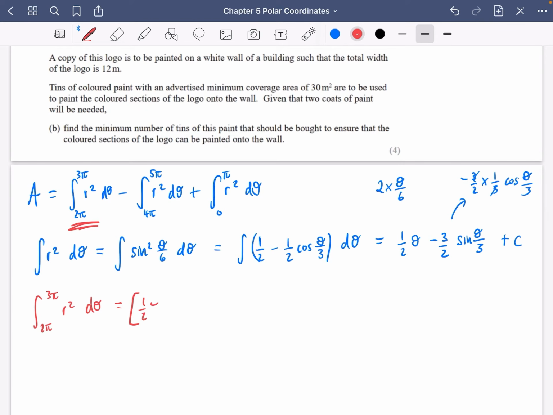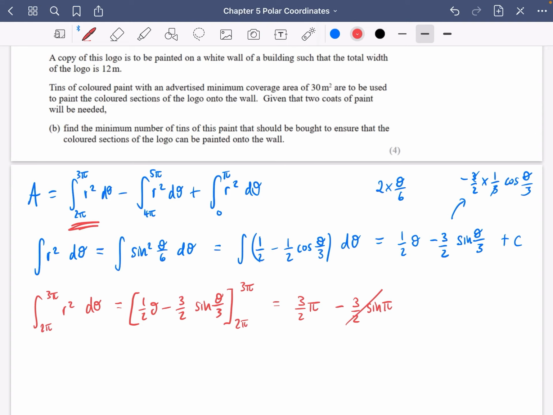It's going to be a half theta minus 3 over 2 sine of theta over 3, and that's going to be between 2 pi and 3 pi. Obviously, you don't need to use c anymore. So when I sub in the 3 pi, I'm going to have a half of 3 pi, which is 3 over 2 pi, minus 3 over 2 multiplied by the sine of 3 pi over 3, so the sine of pi. Now the sine of pi is just going to be 0.